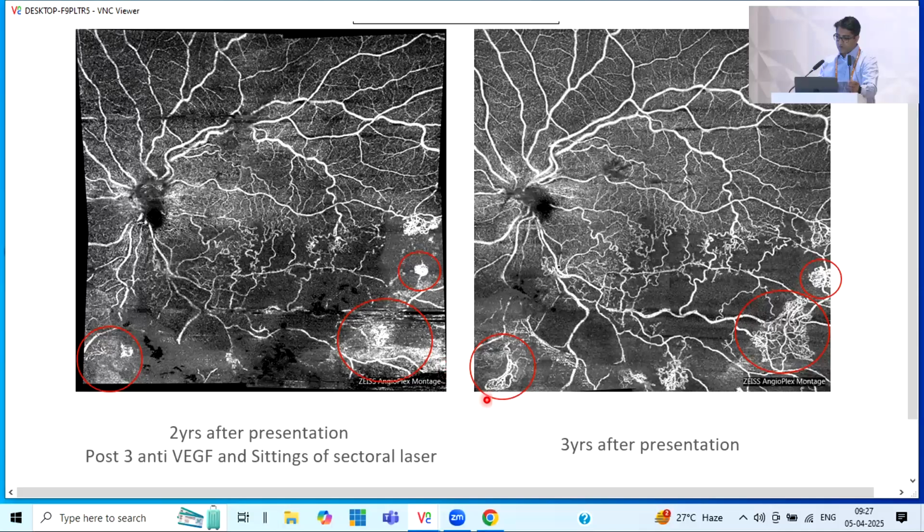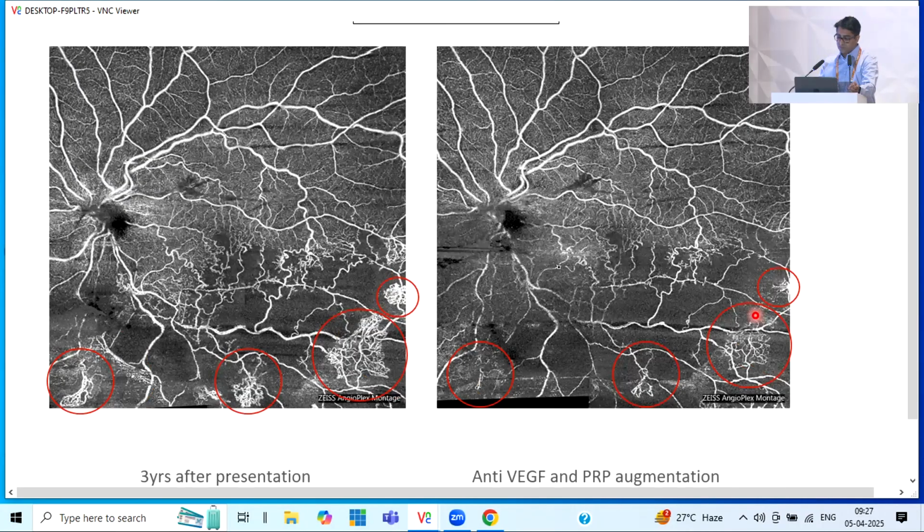Again, after 3 years of follow-up, these neovascular patches kept on growing. She used to come to us only when she had floaters, and she used to get injections, she would get PRP, and she used to disappear. So every time she came, the neovascular patches kept on growing. And this is the beauty of OCTA. We can actually monitor these changes in due course of time.